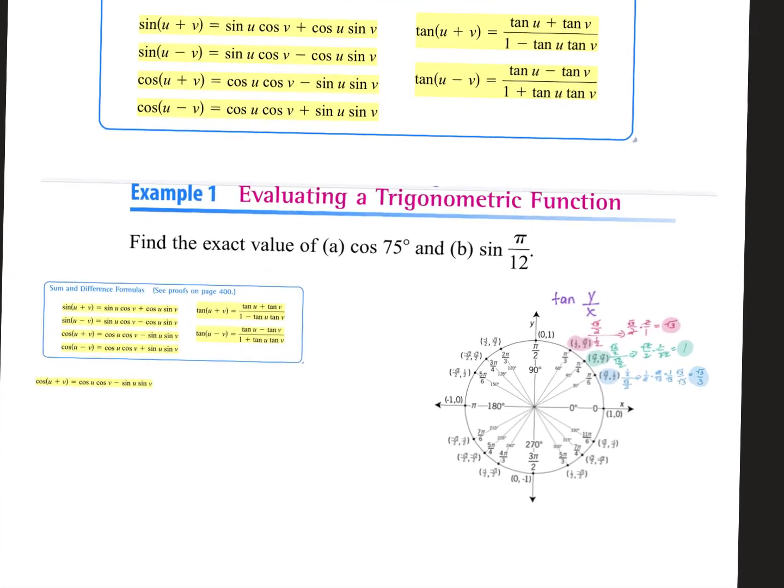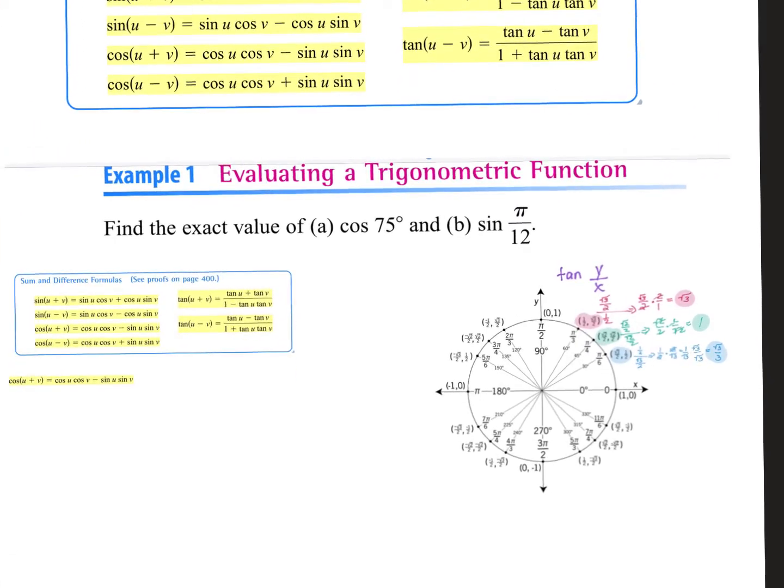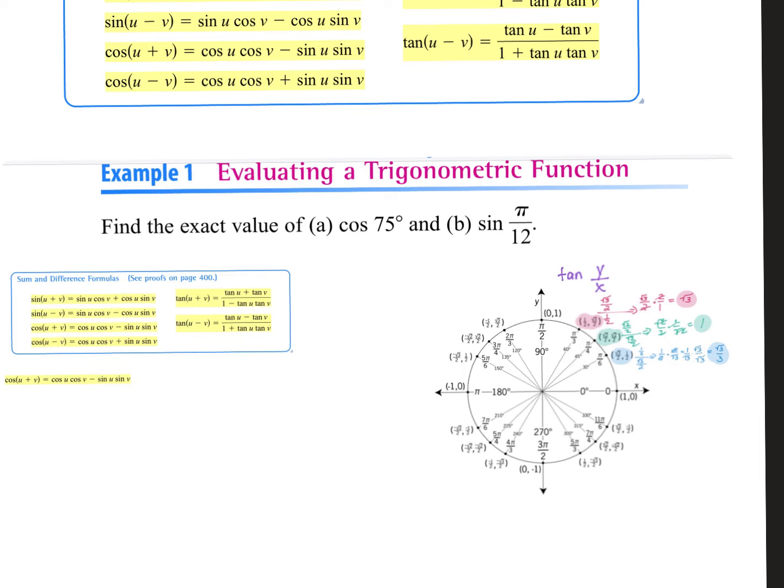So in example 1, there's 2 examples. How are A and B different? One's in degrees, one's in radians. Okay, no big deal. You're finding cosine of something, sine of something. We think in degrees. You guys think better in degrees, so if something's in radians, just go ahead and convert it to degrees, and then you can go from there. But on your test, you'll be given your identities, you'll be given the sum and difference formulas, and you'll be given the unit circle. So everything you need will be right there in front of you.